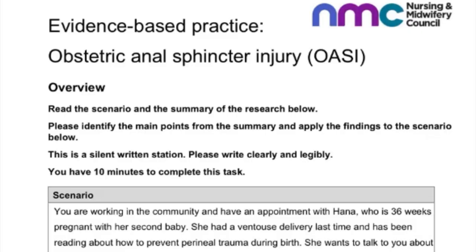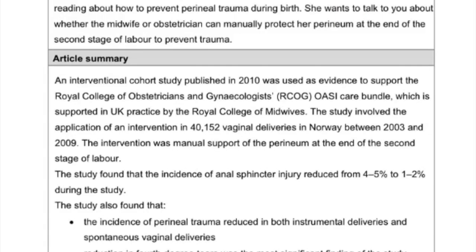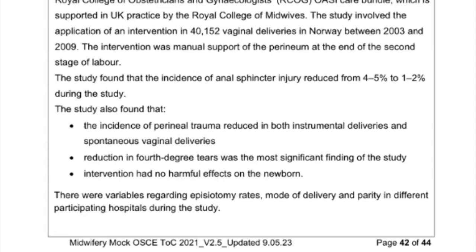For example, we know what the scenario is going to be like. So for example, this is the scenario for the obstetric anal sphincter injury. At the bottom, you have what the article summary is. What exactly are we doing at this station? What am I writing?